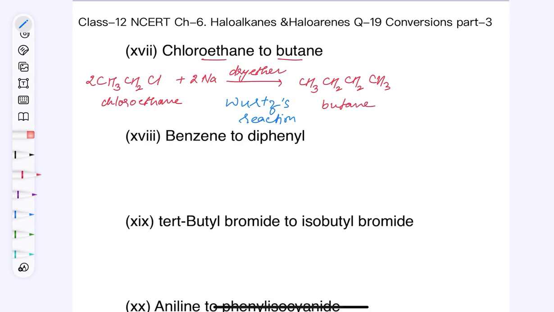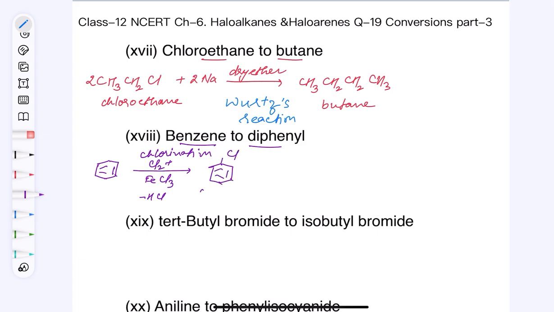Now let us look at the second one, that is benzene to diphenyl. Benzene, you know this is the structure for benzene. You are doing its chlorination first, in the presence of Cl2 plus FeCl3, minus HCl. You know that electrophilic substitution reaction will be happening, and here you will get chlorobenzene as your first product. Cl plus is formed, an electrophilic ion which attacks your benzene to form chlorobenzene.